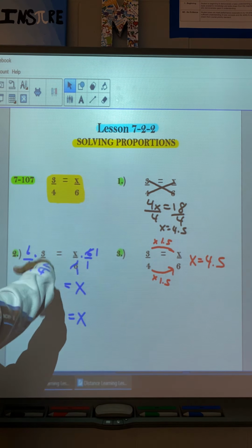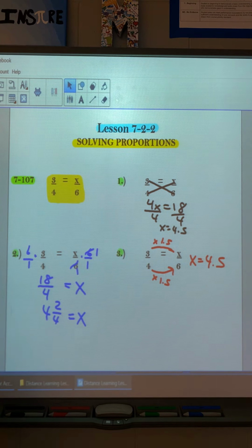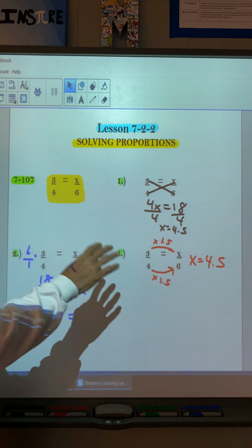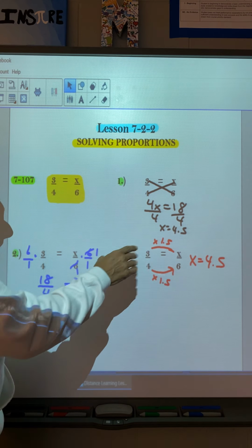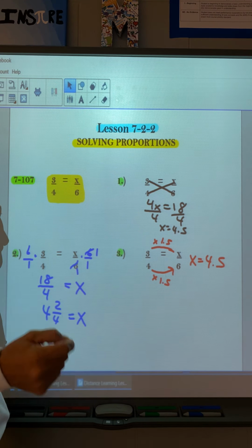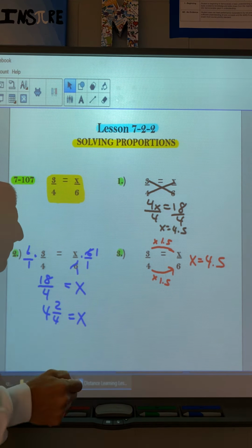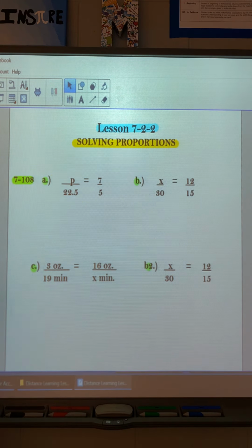So you can see we've got a lot of different options on how to solve these. You find the one that's good for you. Just remember though, sometimes the way you like to do it, depending on the numbers, might not be the best way to do it. Okay, next page.